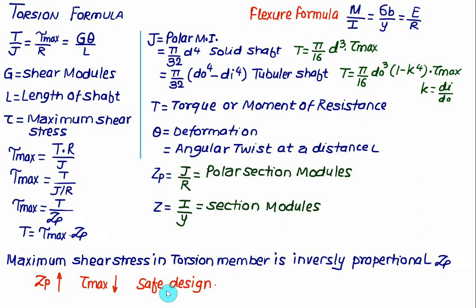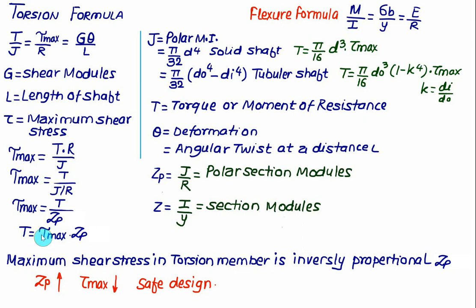Almost we are done. This is an abstract you have to remember. The quick formula is torque equal to pi by 16 d cube into tau max for a solid shaft. For the hollow shaft we have torque equal to pi by 16 do cube into 1 minus k to the power 4 into tau max, where k is equal to di by do. This is the generalized formula you can remember to find the value of theta, where theta is equal to T multiplied by L divided by J into G. And this formula you can use for comparison of two sections.